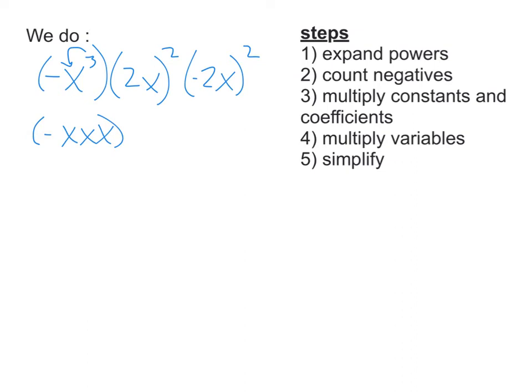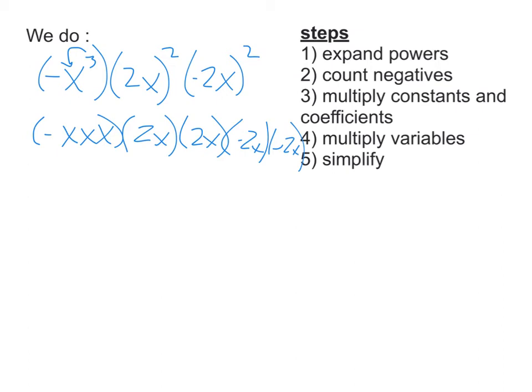And then I have 2x, and you see how this 2 is on the outside of the parentheses? That means that this whole thing inside the parentheses needs to be multiplied by itself twice. So 2x times 2x. Very good. And now I have a negative 2x. Same thing with a 2 outside of the parentheses. So once again, we're going to do negative 2x times negative 2x.